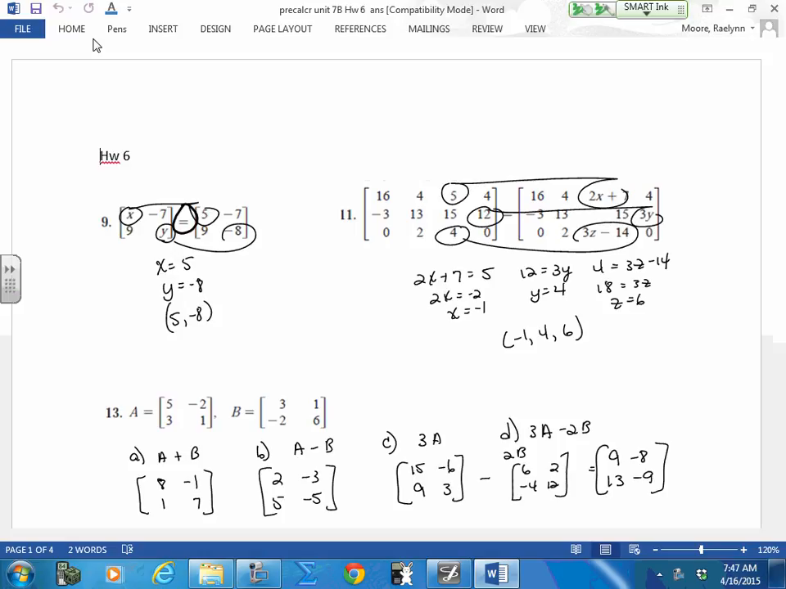This is also equal. Notice all the elements are the same. So just set these equal to each other, these equal to each other, and these equal to each other, and you can solve for x, y, and z. If your two matrices are equal, their elements have to be exact. Their order has to be the same, and their elements have to be the same. Good? Okay.